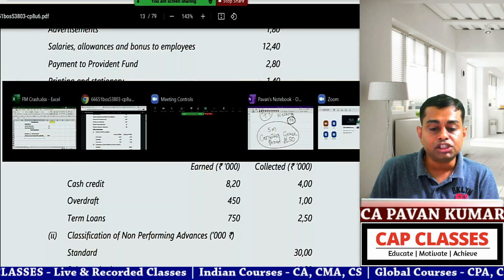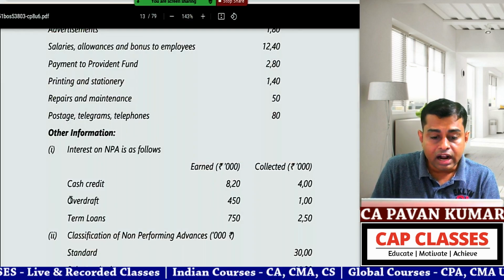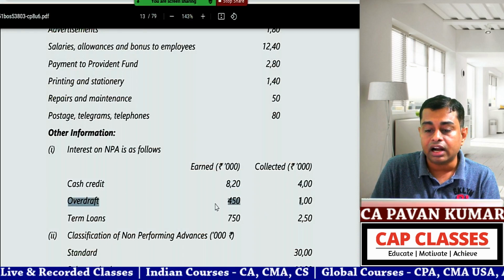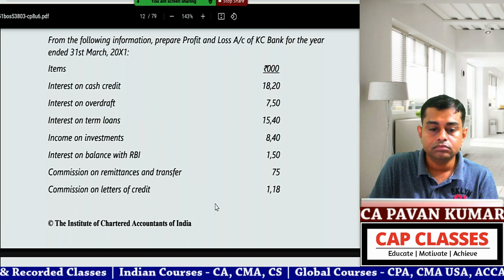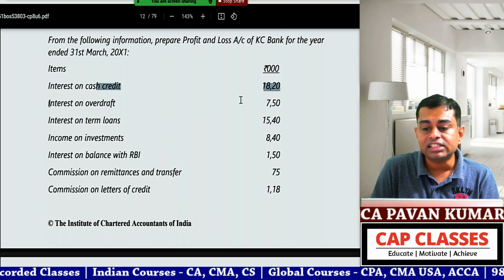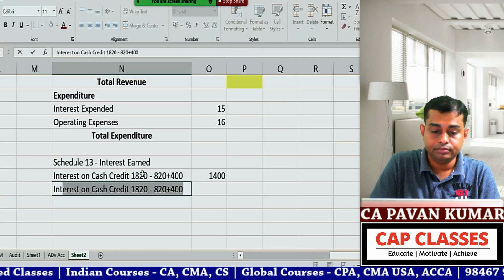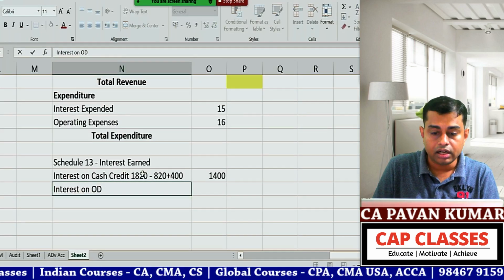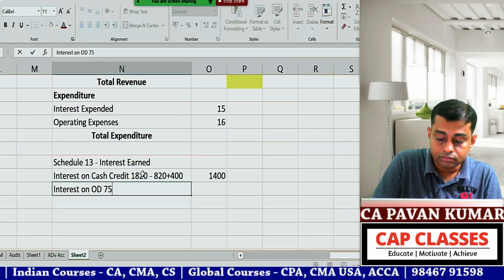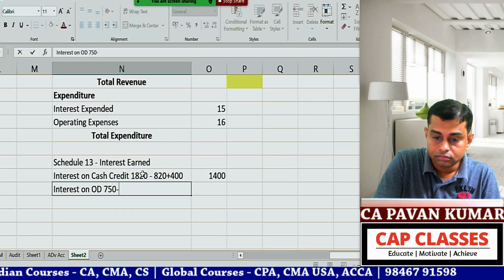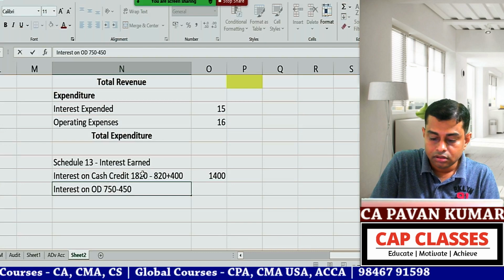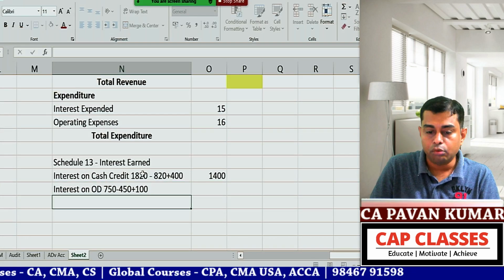Okay, so this is interest on cash credit. Now, overdraft, remember these two numbers: 450 and 100, okay? Now, second one is interest on OD. Tell me, 750 minus 450 plus 100. How much?